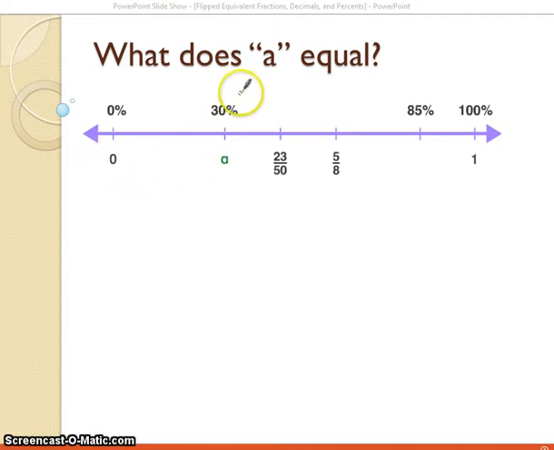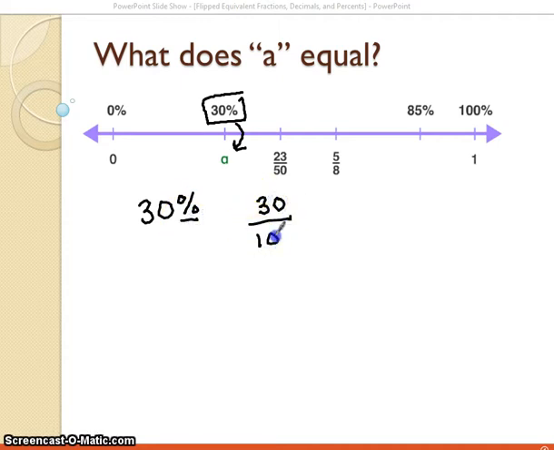We want to know what fraction is 30%. Well, remember, the percent symbol literally means out of 100. So it means 30 out of 100. So A is equal to 30 out of 100. If you wanted to reduce it, you could reduce it by 10 to get 3 out of 10. So A could also equal 3/10.